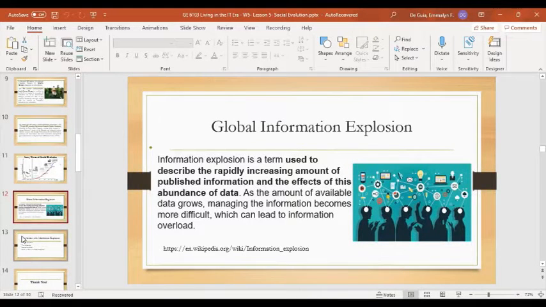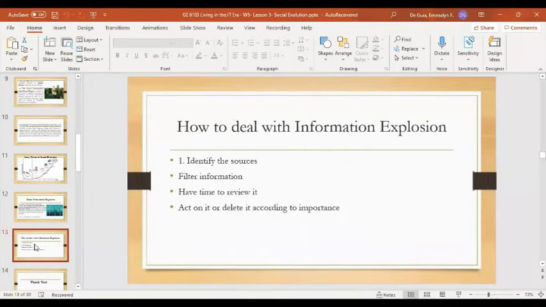And how do we deal with this? First, you need to identify the sources, whether the information sources are valid or legit. Also, filter information. You need to filter depending on the importance, and have time to review it. And of course, act on it, whether to retain or to delete that data. So here it is very clear that we should be responsible when collecting or accessing data through the internet.